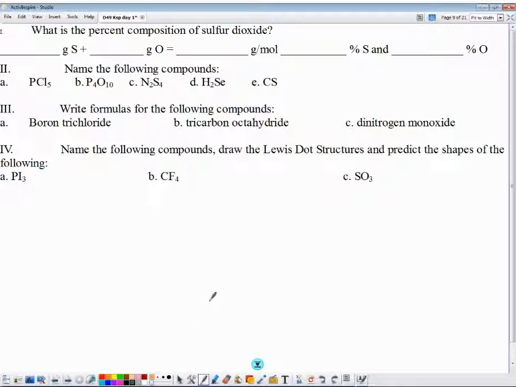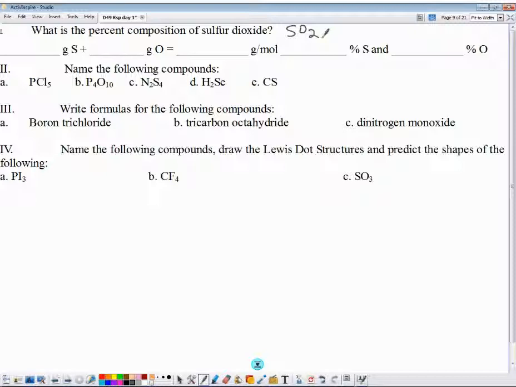All right. So this question says, what is the percent composition of sulfur dioxide? First of all, Kiara, what in the world is the formula of sulfur dioxide? You've got to know that first. SO2.